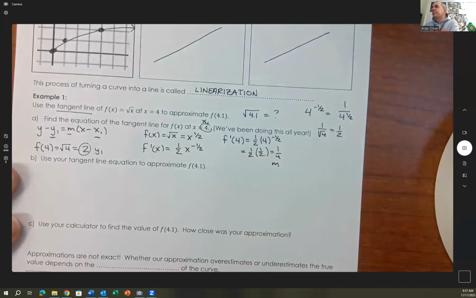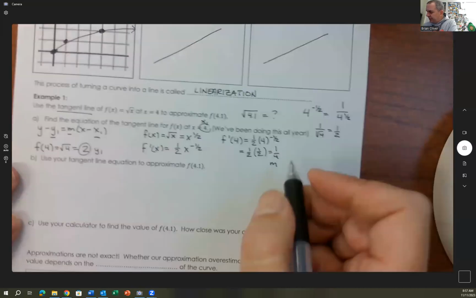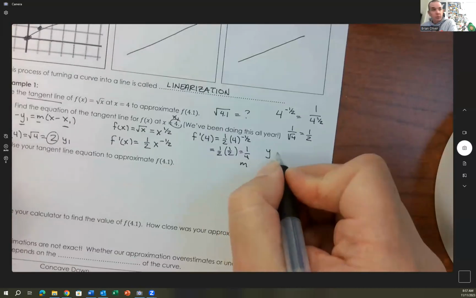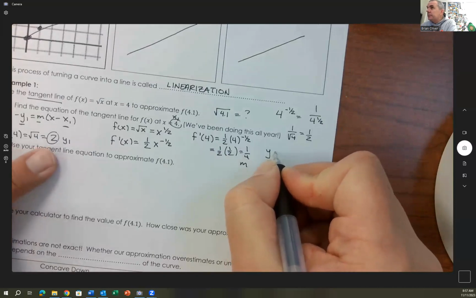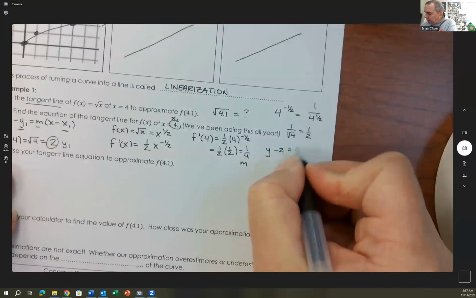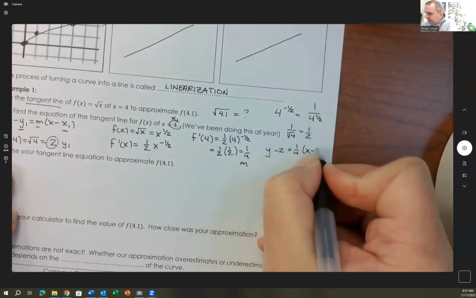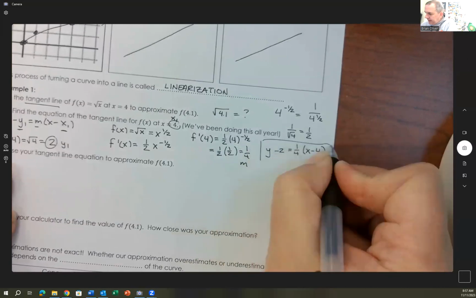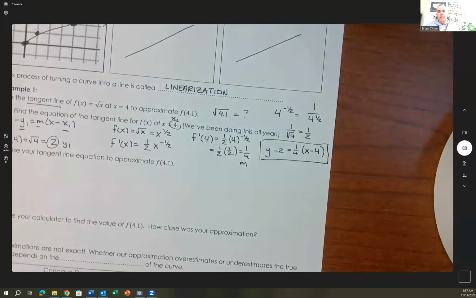There's our m. So our equation of the tangent line is y minus y1, which is 2, equals 1/4 times x minus 4. And like from last unit, there's the equation of our tangent line.